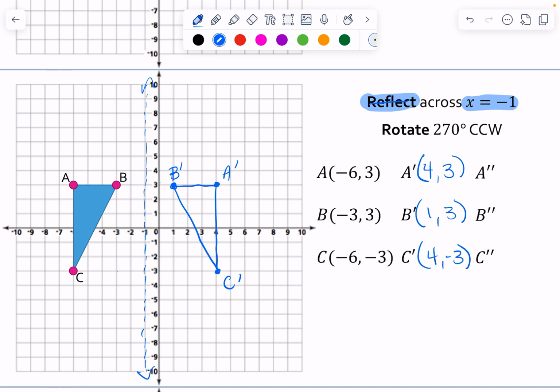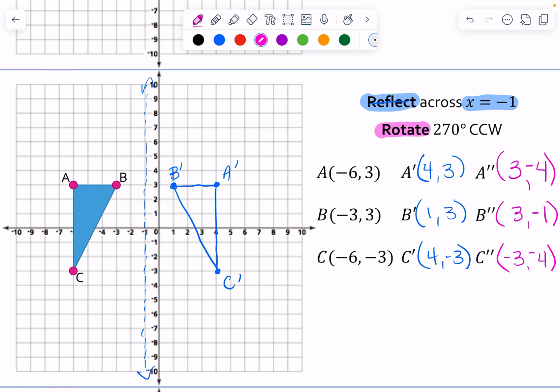Okay? Now we're going to take that and rotate 270 degrees counterclockwise. So remember when we do that, the ordered pair that we get is we swap the y and the x value and we make the x value its opposite. So this is going to be 4, 3, and we make the x value its opposite, so it would be a negative 4. For B prime, double prime, we're going to go 3, 1, and we make the x value its opposite. For C double prime, we'll go negative 3, 4, and we make the 4 its opposite.